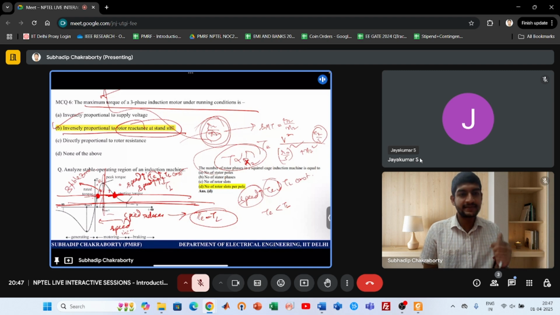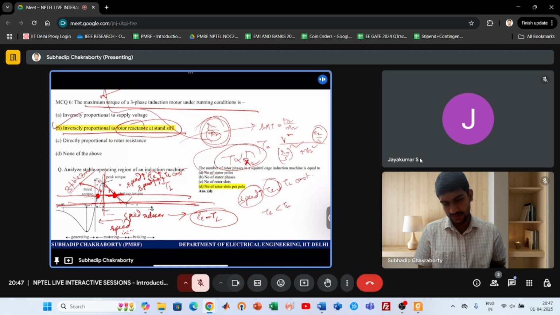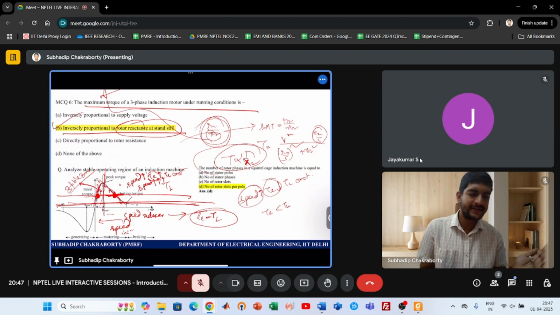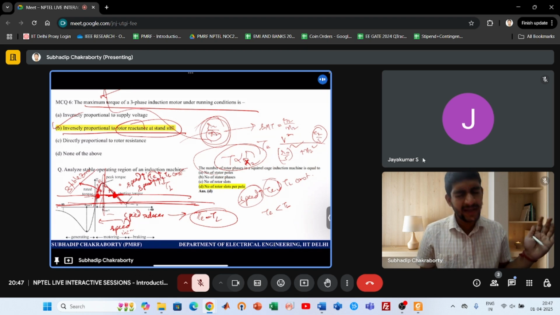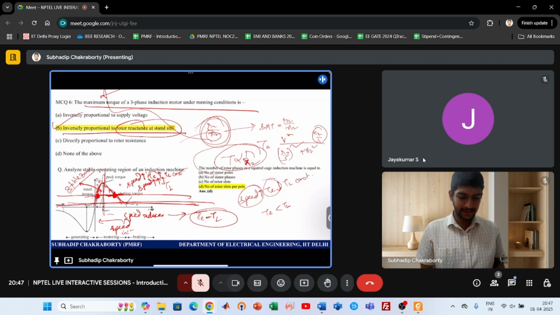The high speed running zone is the stable zone, not the starting part where you have this kind of characteristics. So always the stable operating zone is this side, the high speed side or the side close to synchronous speed. That's why our induction machine always rotates very close to synchronous speed, right? Hope you understand the points. And the number of rotor phases in a squirrel cage induction machine, I told you, is nothing but the number of rotor slots per pole. Hope you remember, right? So this is also one question.